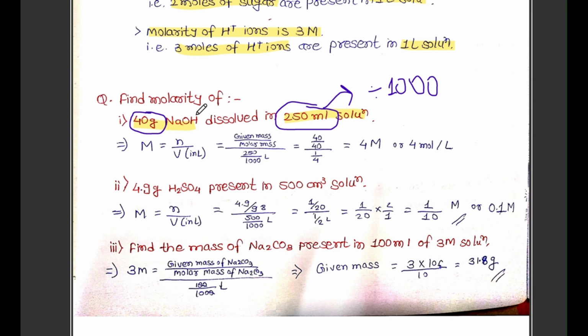So the number of moles will be 1, and the volume will be 1 upon 4 in liter. So finally we have to write it as 1 by 1 by 4, that is 4 capital M or 4 moles per liter.